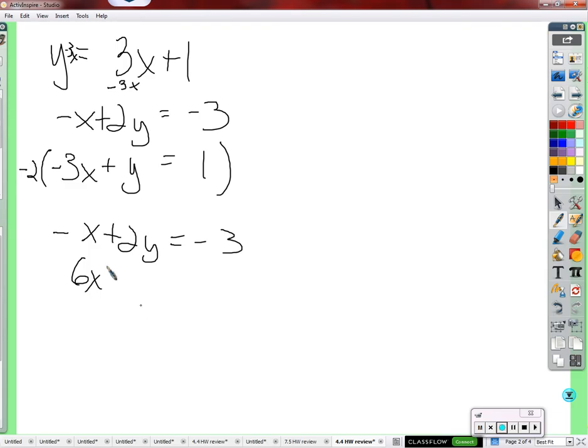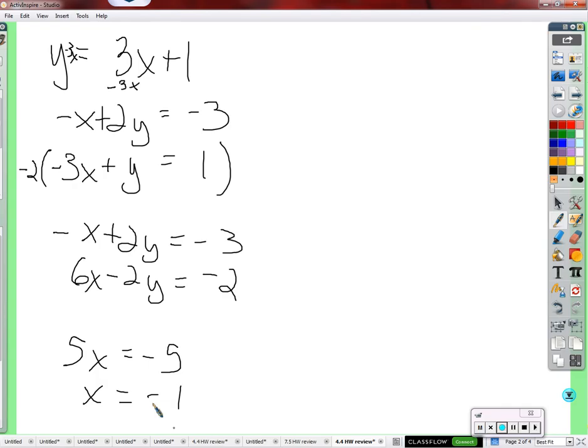Okay. Negative 2 times y is negative 2y. And remember to multiply the other side by negative 2, so 1 times negative 2 is negative 2. So negative x plus 6x is 5x. Negative 2y plus 2y is 0y. So equals negative 5. We add negative 3 and negative 2 together. Divide by 5. X equals negative 1.